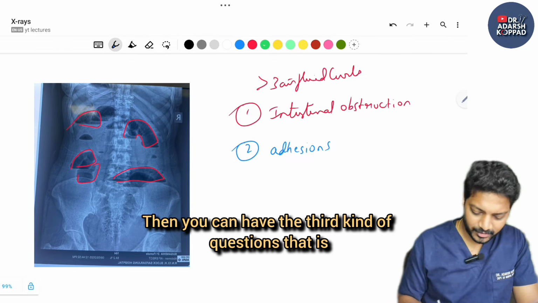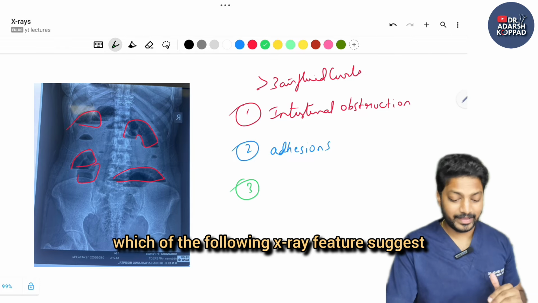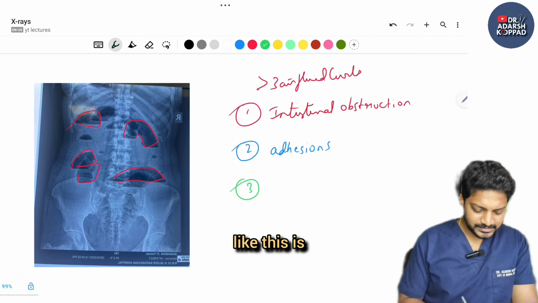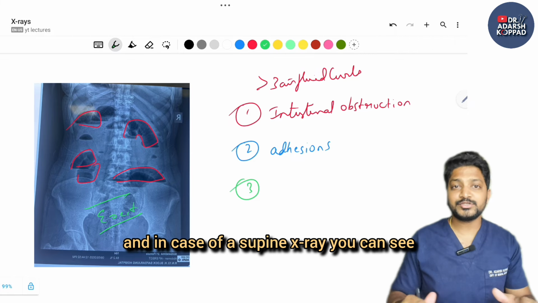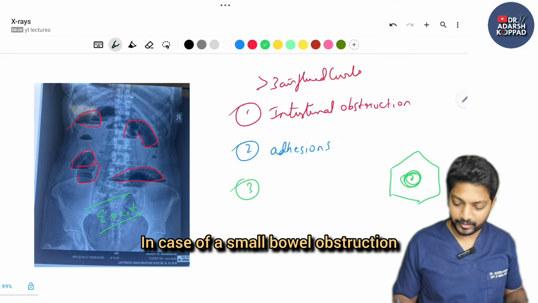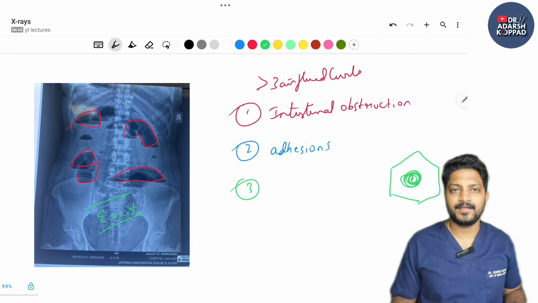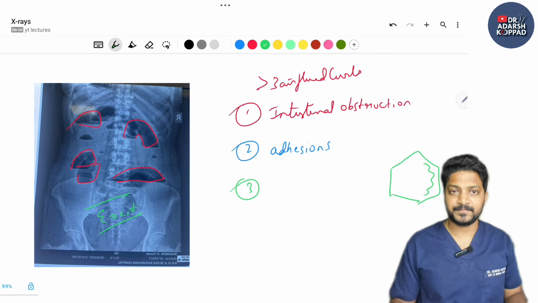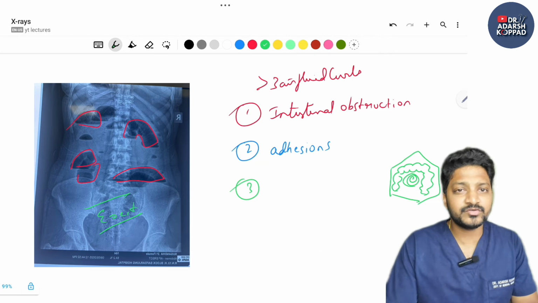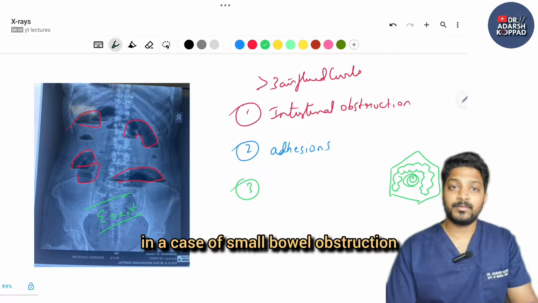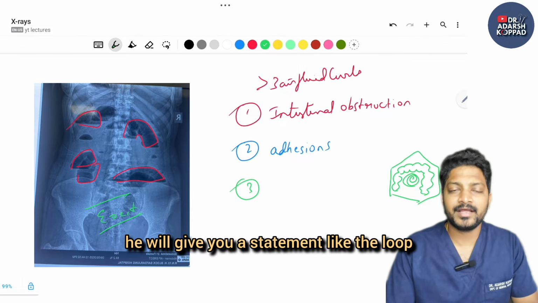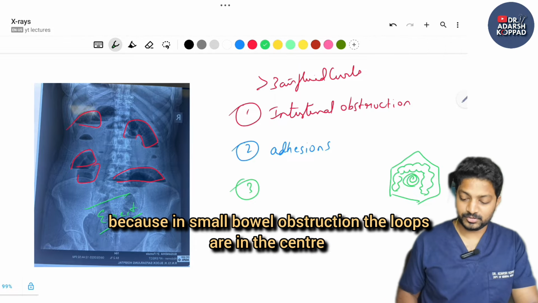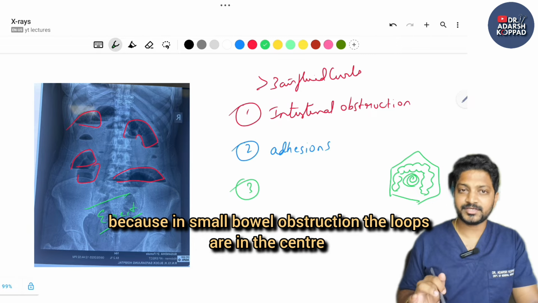Then you can have the third kind of questions, that is, which of the following X-ray features suggests small bowel obstruction? Like this is an erect X-ray, right? And in case of a supine X-ray, in case of a small bowel obstruction, you'll see the loops in the center. And in case of a large bowel obstruction, you'll see the loops in the periphery. So he'll give you a statement like which of the following is false in a case of small bowel obstruction. He'll give you a statement like there is peripheral distribution of the loops. So that would be the wrong statement because in small bowel obstruction, the loops are in the center.